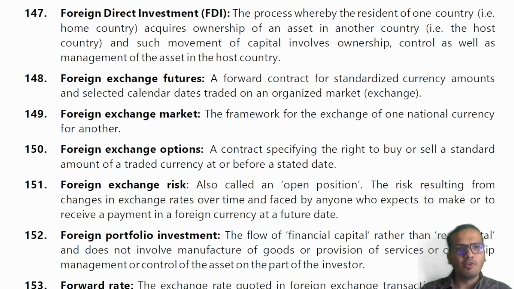Then comes number 148, foreign exchange futures. So it's a forward contract for standardized currency amounts and selected calendar dates traded on the organized market. That is called as exchanges. Then comes number 149, foreign exchange market. So the framework for the exchange of one nation's currency for another.